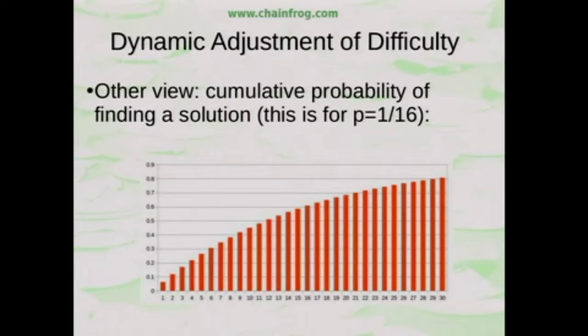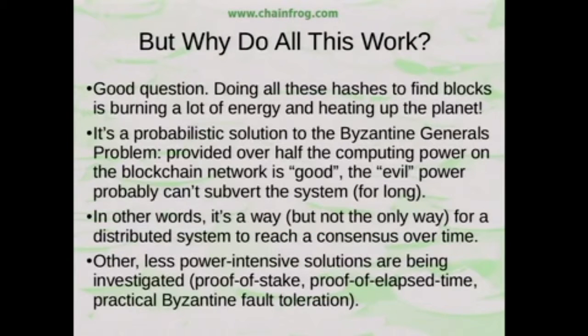But yes, if you're buying a house, then you probably would want to wait a long time to really make sure that it's been confirmed in the blockchain. So the question is, why are we doing all this work? Because finding these blocks means you've got computers running, and when computers run, they make heat, and that heats up the planet. And it costs money.